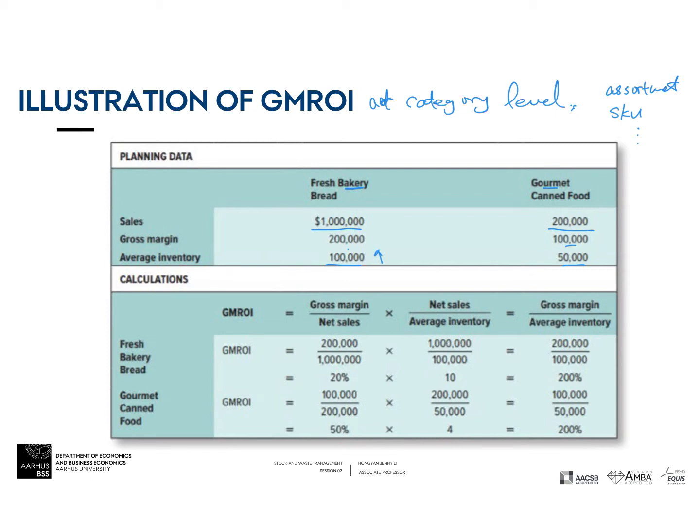And now when you calculate the GM ROI, in the end, we can see the fresh bakery bread actually has a 200% gross margin return, and the gourmet also has 200%. So they actually have the same GM ROI. That's because they balance out for the gross margin. So now you can see the gross margin for the bakery is higher, and for the gourmet is lower. But of course, the sales for the gourmet is also lower.